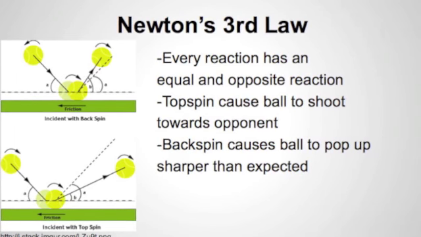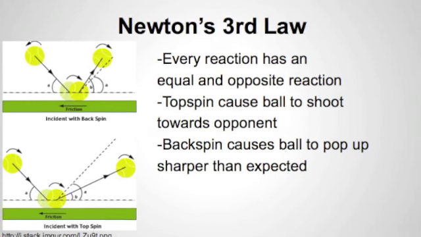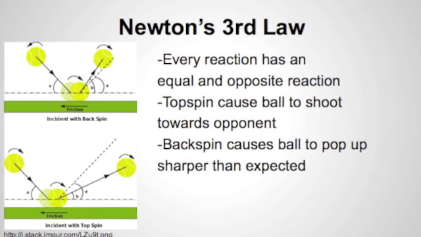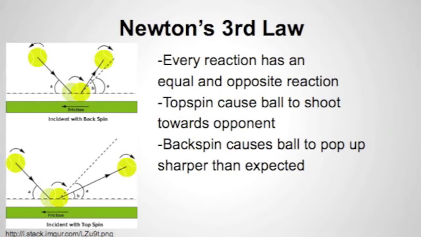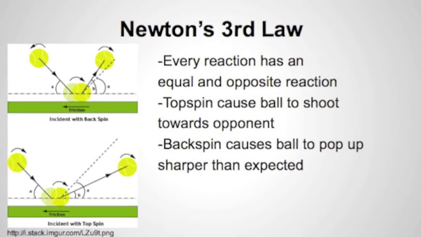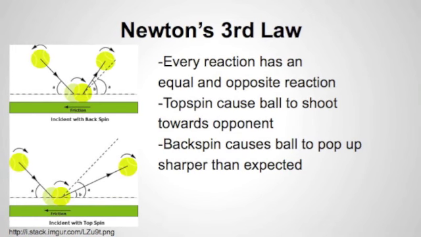When the ball strikes the ground, the backspin of the ball causes the ball to bounce up at a larger angle than a normal shot. This causes the ball to pop up sharper than an opponent may expect, making the shot more difficult to send back.